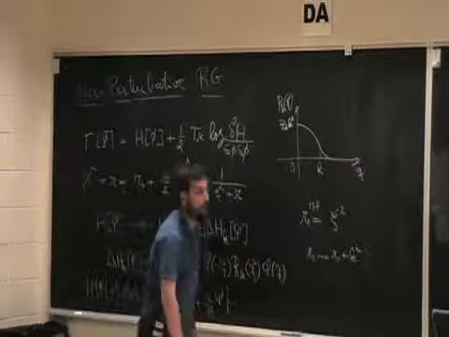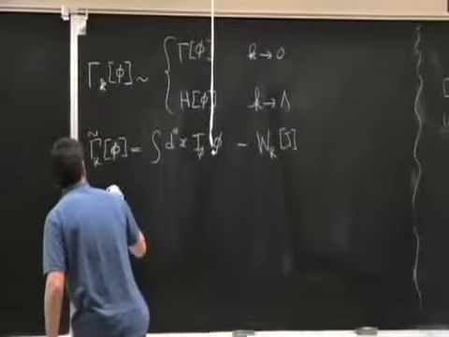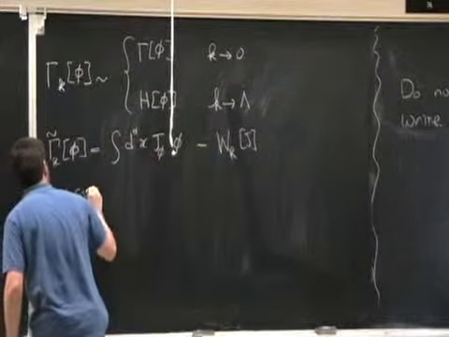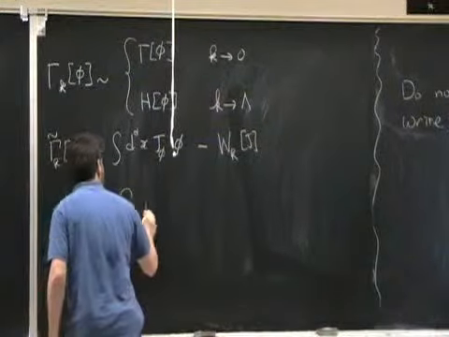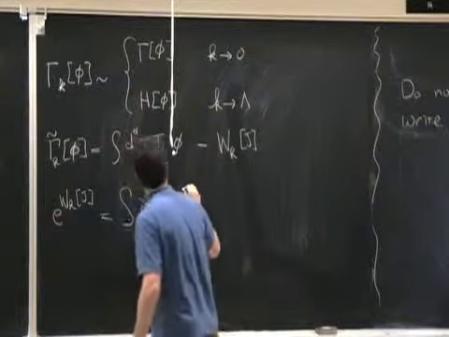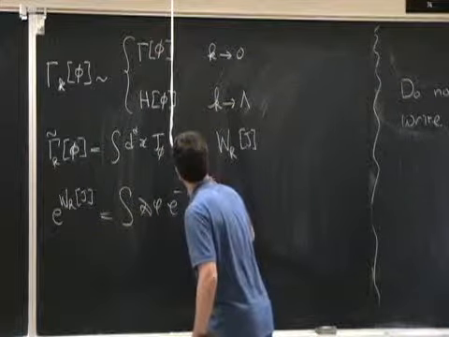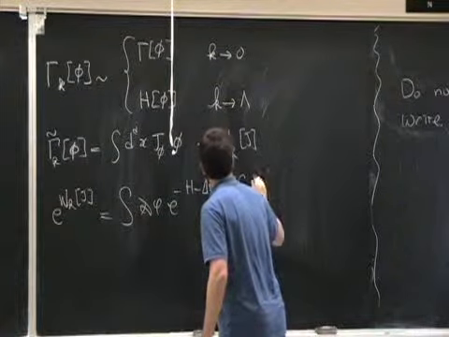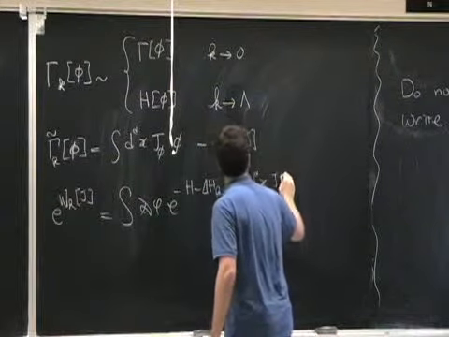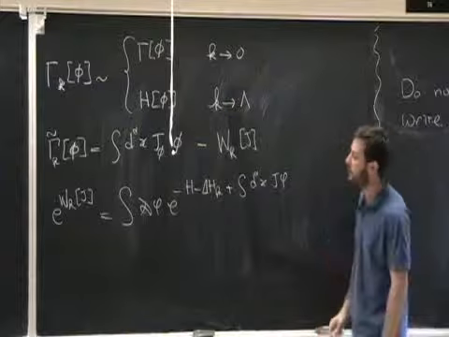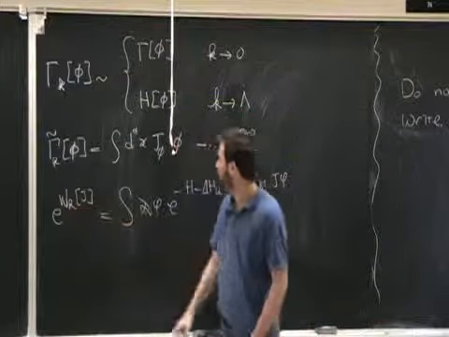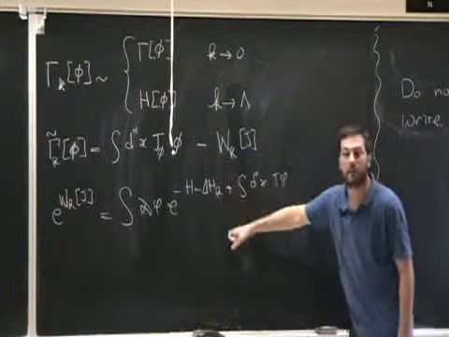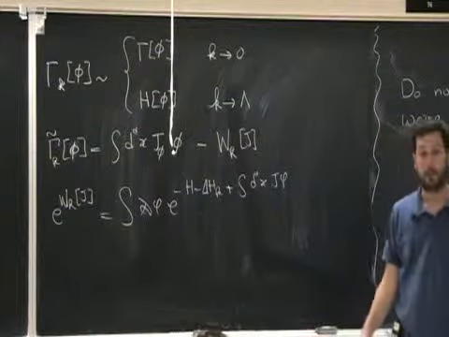Okay, so the exponential of W_k will be the integral of phi of minus H minus delta S_k plus the source term. It's just the same definition as before, but now it depends on k because you added this term. You see? This is clear?